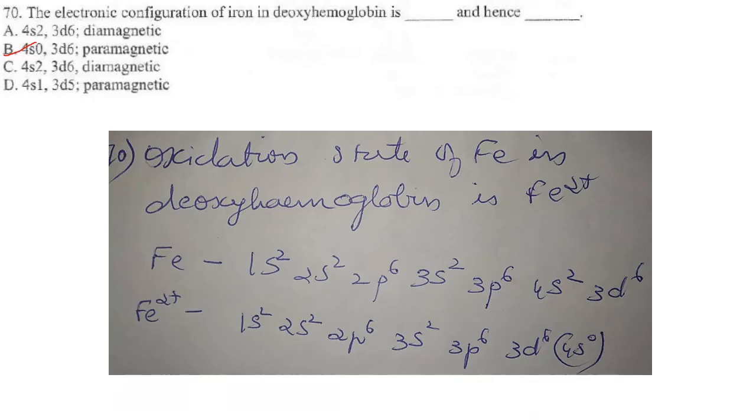The next one. The electronic configuration of iron in deoxyhemoglobin is dash and hence dash. So the oxidation state of iron in deoxyhemoglobin is Fe2+. So iron without any oxidation state has this particular electronic configuration, that is 4s2 3d6. But in the Fe2+ state, it does not have the 4s electrons. So 2 electrons are lost. So 4s2 is not there. It is 4s0. Answer is option B, and it is 4s0 3d6, and it is paramagnetic. So the answer is option B.